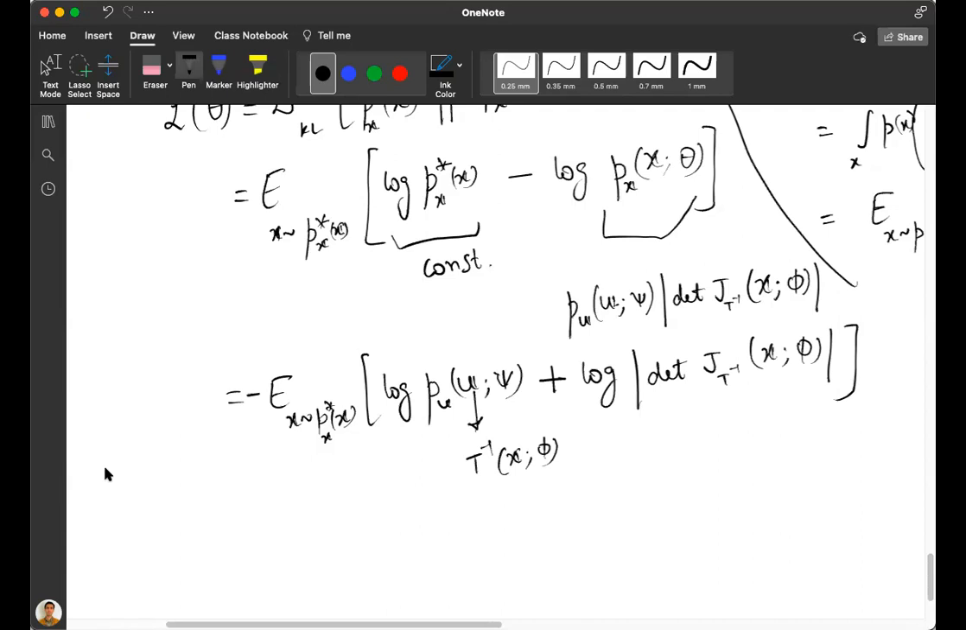This is my final form. This is my loss function where I know everything. I'm sampling x, and using this x, I'm computing T inverse, and I know p_u, the formula I already know. It could be a uniform distribution or a Gaussian distribution. I know the Jacobian. The determinant of the Jacobian, if you remember in RNVP, was simply the product of sigmas, and it was very easy to compute. Take the log, and that's it. So you know every term in this expression.